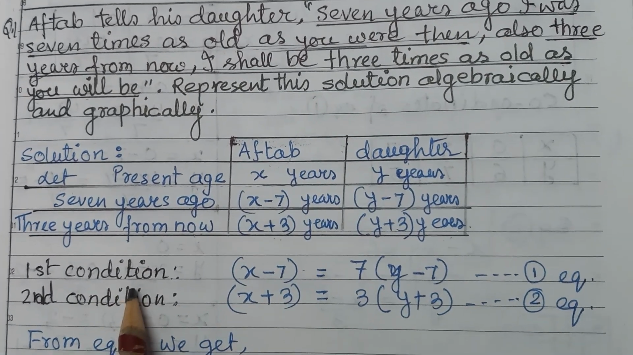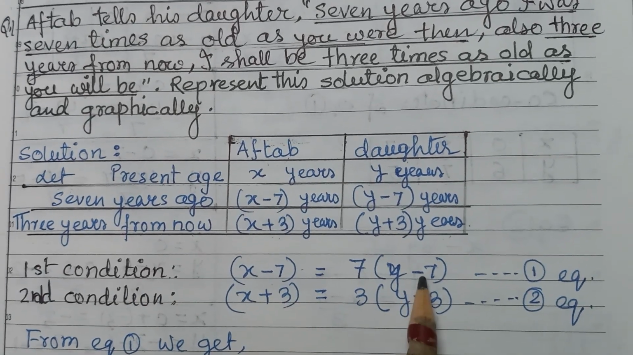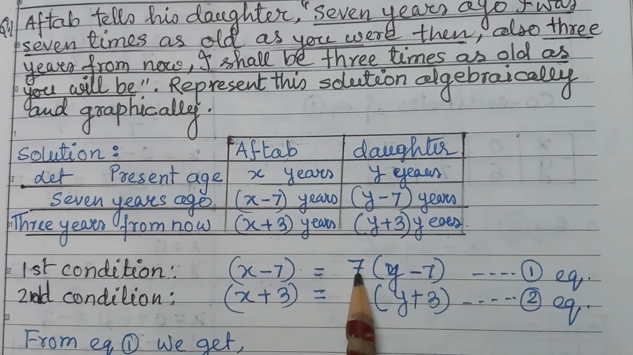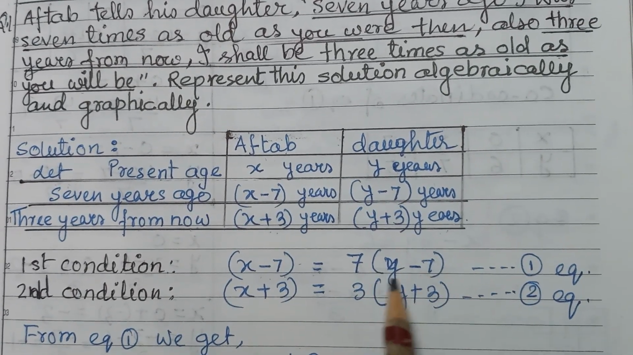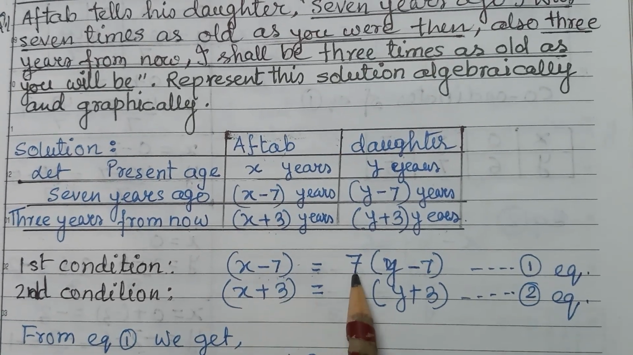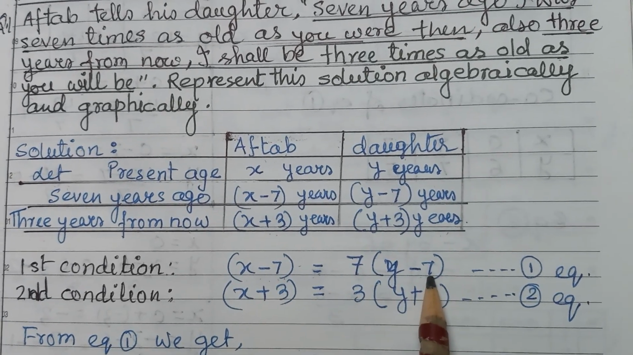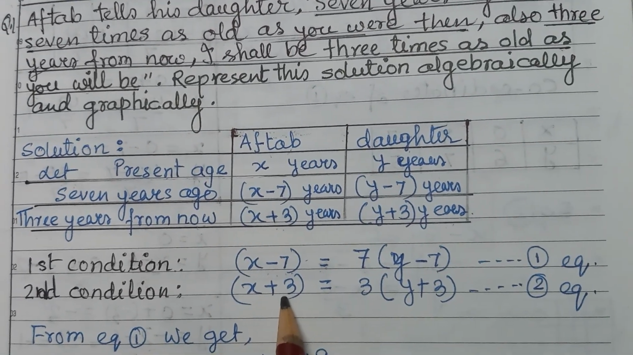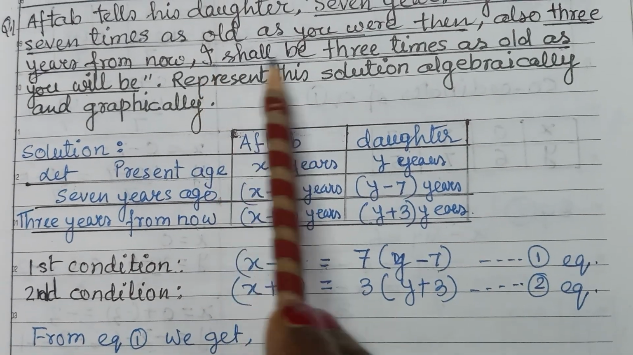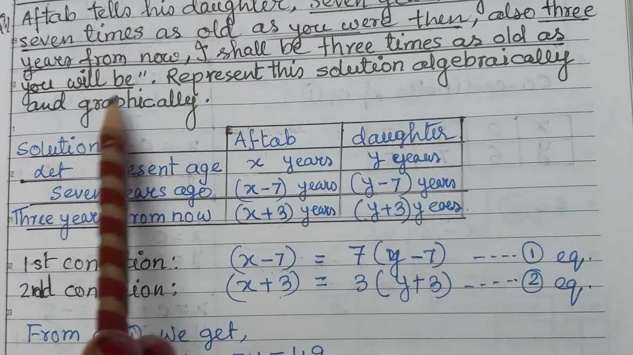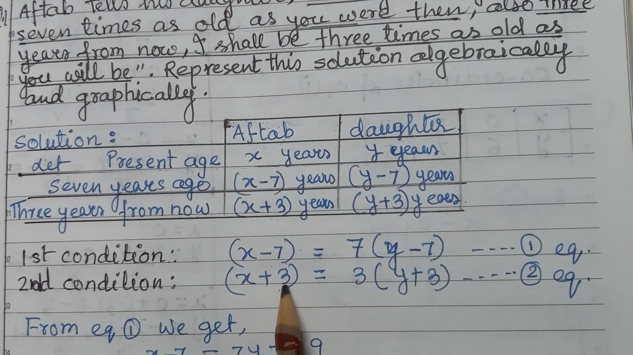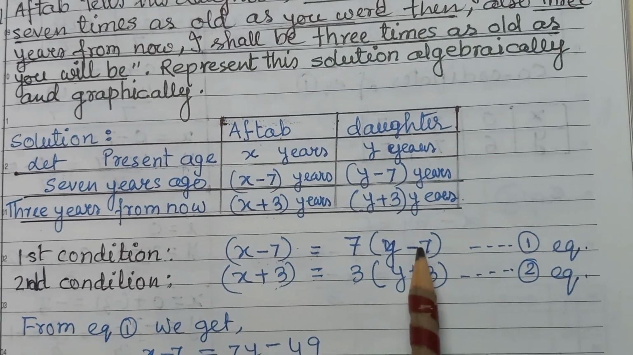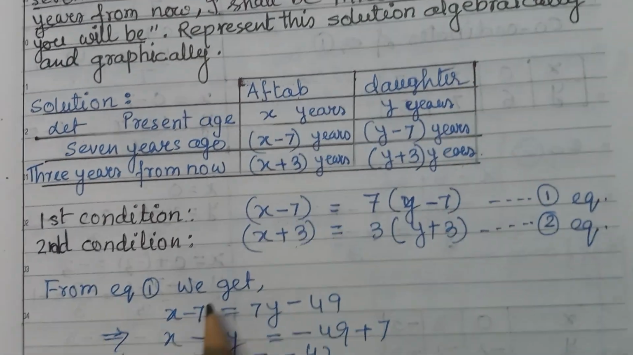Now the first condition, Aftab's age and his daughter's age. Aftab was equal to 7 times the age of his daughter, so it is x minus 7 is equal to 7 into y minus 7. Second condition, Aftab has said I shall be 3 times as old as you will be. So it is x plus 3 is equal to 3 times y plus 3. These two are the equations. Now solve these two equations.